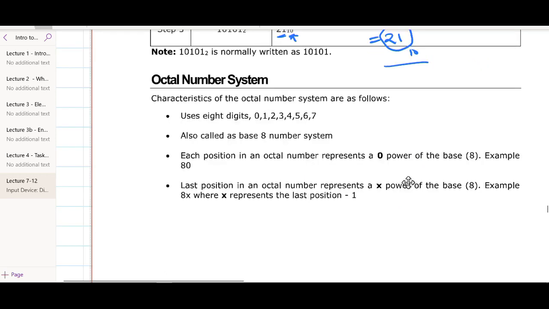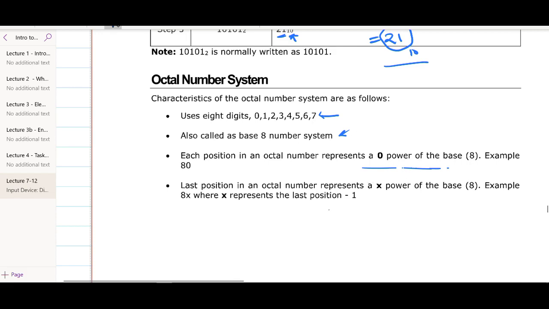The octal number system, as I have already mentioned, has 8 digits. They run from 0 to 7, and it is also called a base 8 number system. Each position in the octal number represents a power of the base. This is the concept that we might have missed when we were discussing the previous one, but you're going to see its weight as we carry on. The last position in the octal number system represents x power of the base, for example 8 to the x, where x represents the last position minus 1.